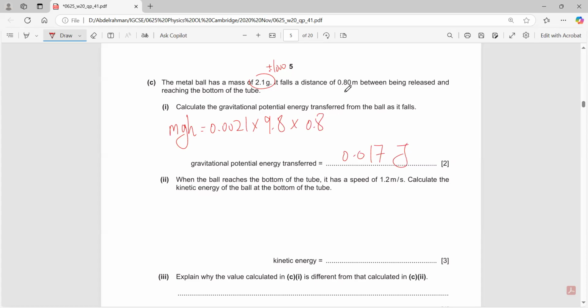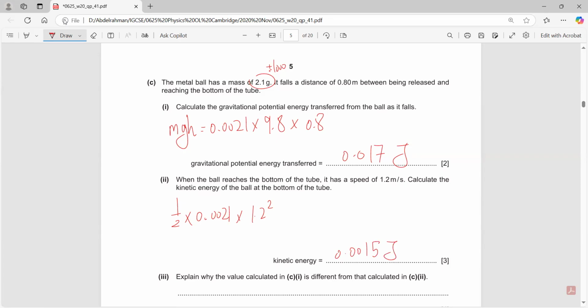When the ball reaches the bottom of the tube, it has a speed of 1.2 meters per second. Calculate the kinetic energy of the ball at the bottom of the tube. How can I find the kinetic energy? Half mv squared. So basically half times 0.0021 times the velocity 1.2 squared. That's it. Kinetic energy would be around, it's a very small number, 0.0015 joules.